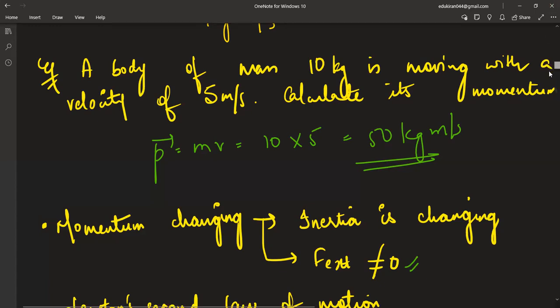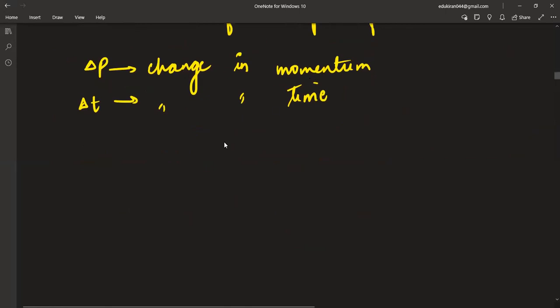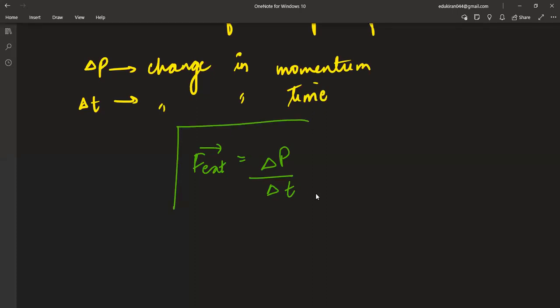If the momentum is also changing with respect to time, right? So change in momentum over time is called force. So Newton's second law of motion is in relation to measuring force. External force acting on a body is equal to its rate of change of momentum. Let's say delta P is the change in momentum, delta T is the change in time. So F external will be delta P over delta T.